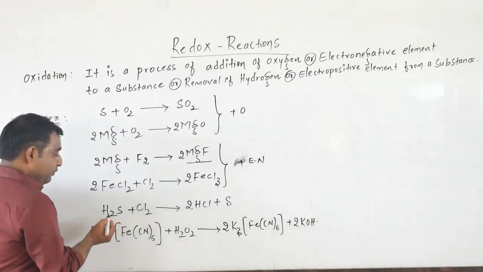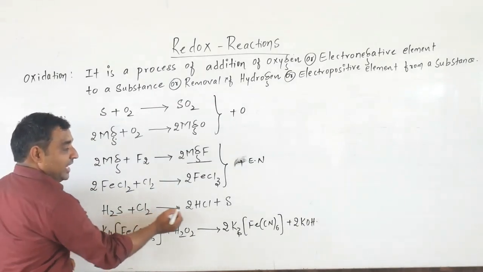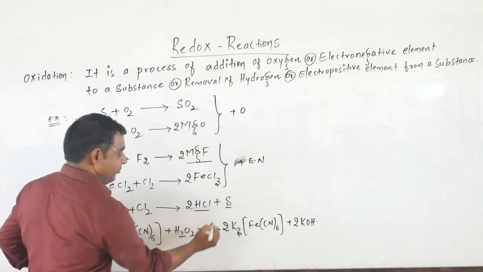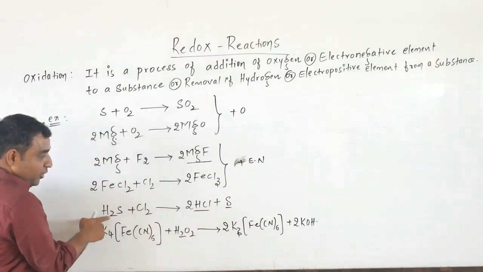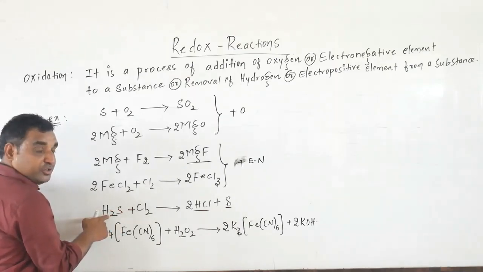So now in case of this one, hydrogen sulfide reacts with chlorine, hydrogen chloride is formed and sulfur is formed. Here if you observe these two, hydrogen is removed from the H2S.